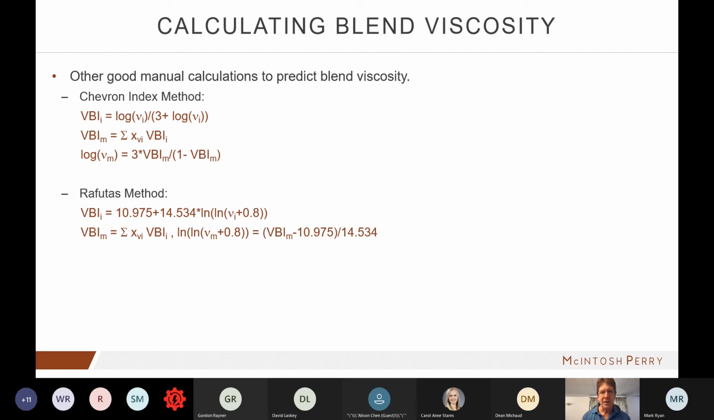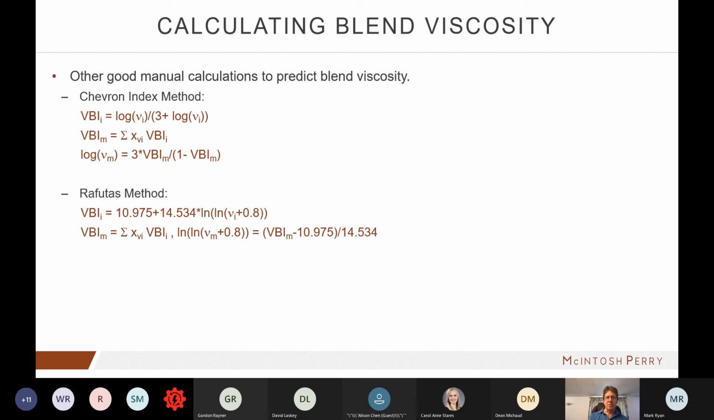So I've given you a couple of examples here of this type of technique. Here's a Chevron index method at the top, and you can see their VBI is basically the log of kinematic viscosity divided by 3 plus the log of the kinematic viscosity. So there's the nonlinearity part. At the end, you simply reverse the procedure. So once you've got a VBI of the blend, which again is this linear combination of the VBIs, you just reverse it at the end to get the viscosity of the mixture or blend.